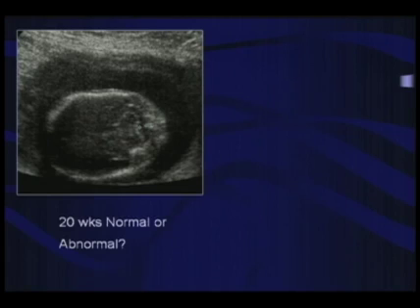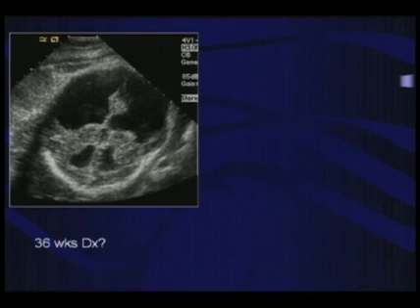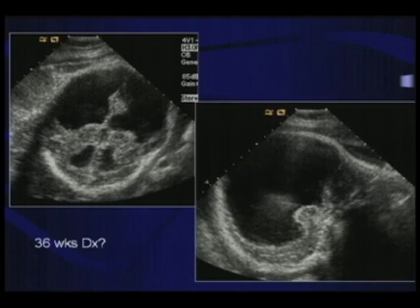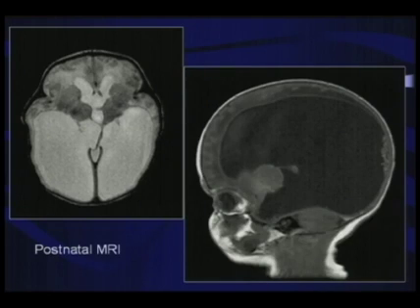Such a case: posterior fossa looks pretty good. Shot of the fetal ventricle, this is at 20 weeks. That ventricle measures 7 millimeters. Nobody here would probably advocate a follow-up. However, at 36 weeks, this is the same fetus. We see the ultrasound of the fetal head, a sagittal view of the fetal head, MRI postnatally, another MRI, T1 weighted postnatal, and this turned out to be aqueductal stenosis.